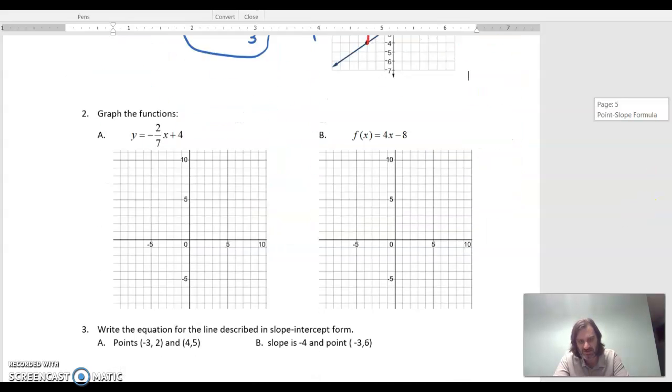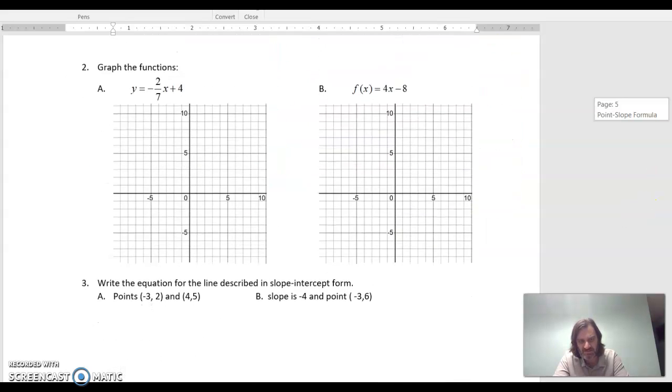Try it this way. So our next set of problems is to graph a function. And the first one is in y equals mx plus b form. Is y equals negative 2/7 x plus 4. The two things we can identify there is the m, which is negative 2/7. That's our slope. And the b is 4, which gives us a y-intercept of 0, 4.